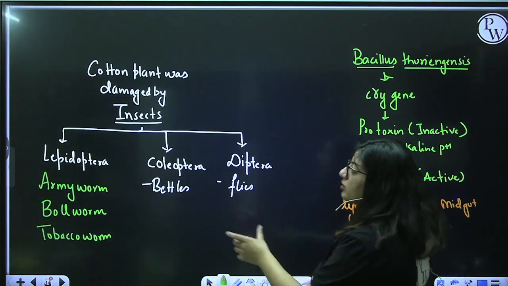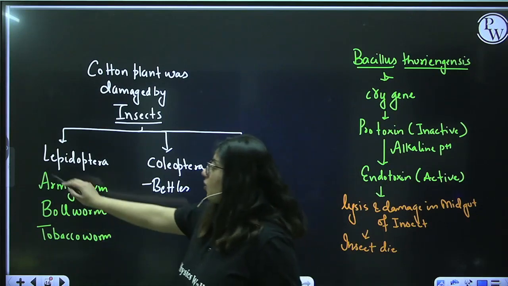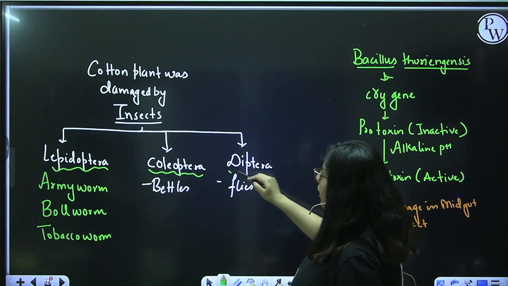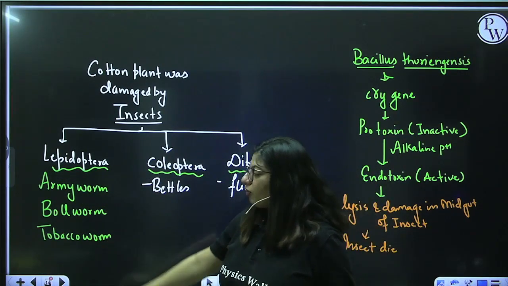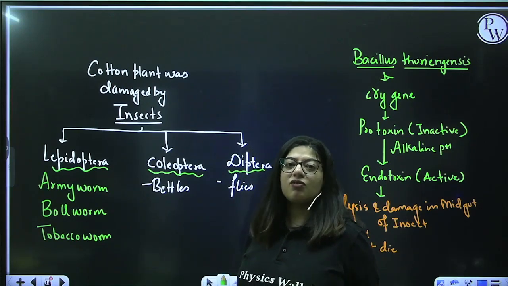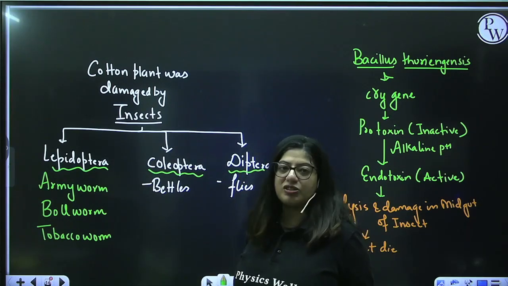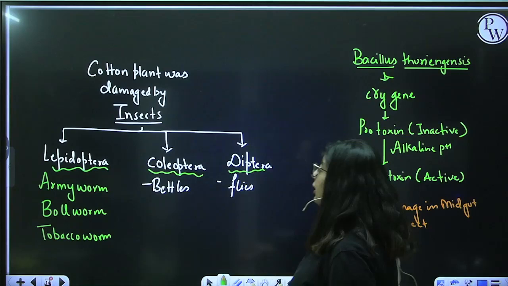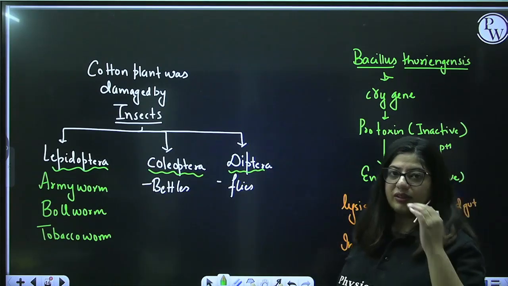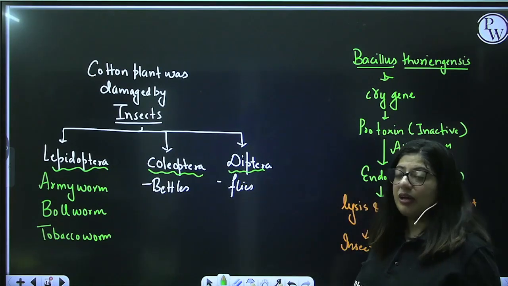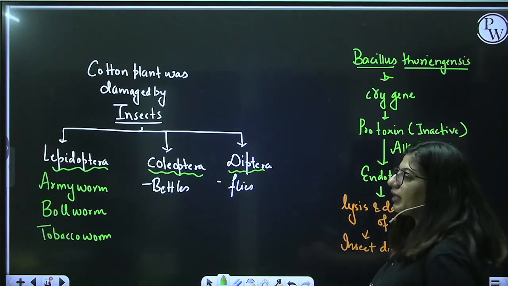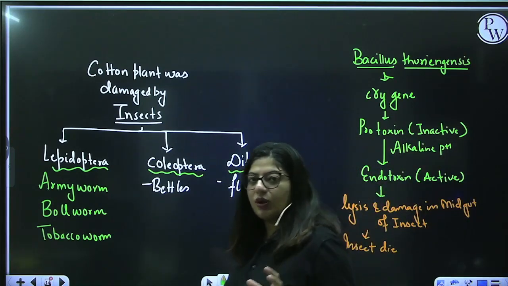So the problem was the cotton was damaged by these orders of the class Insecta, and out of this we have army worm, boll worm and tobacco bud worm. These worms, like boll worm, infect your cotton, right? Now this was your enemy that was destroying your plant, but we also have an enemy of this insect, that is Bacillus thuringiensis, a soil bacteria.